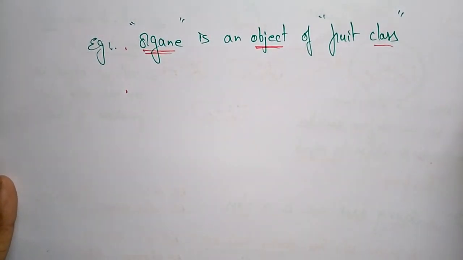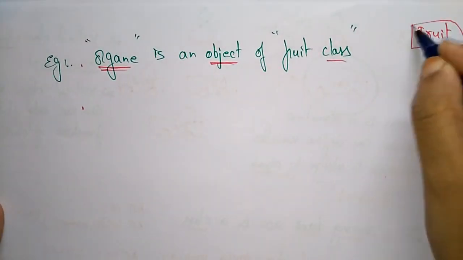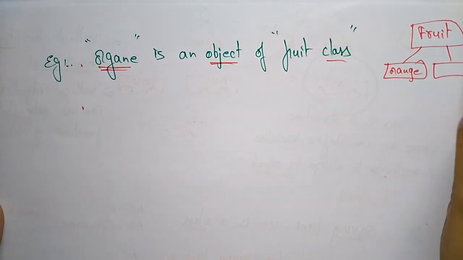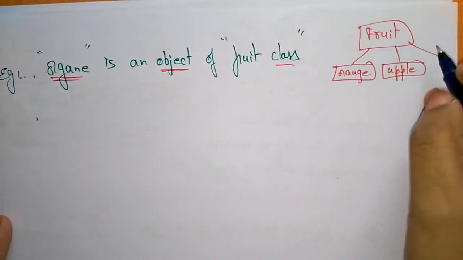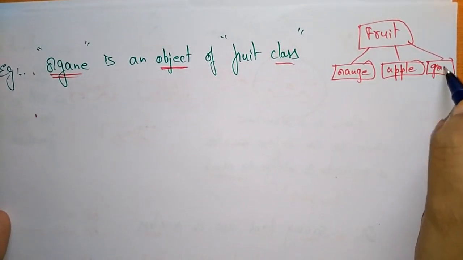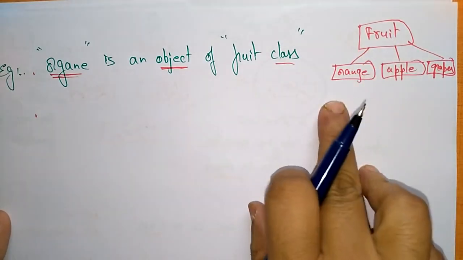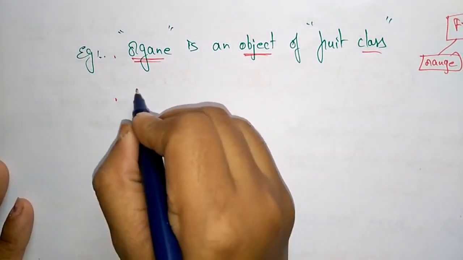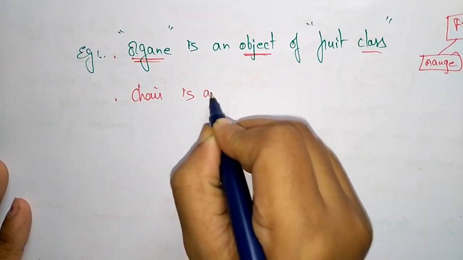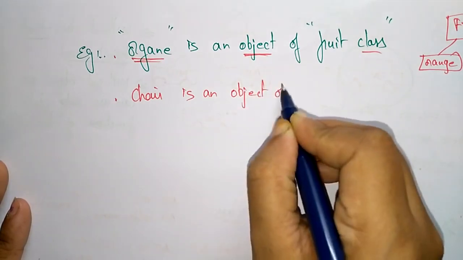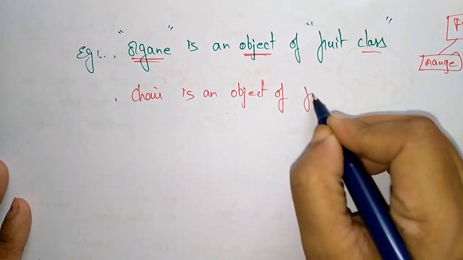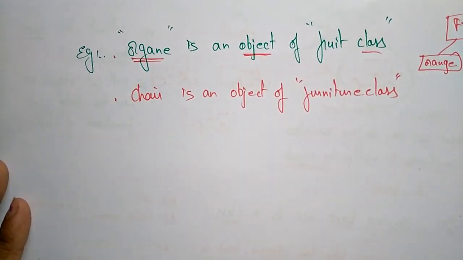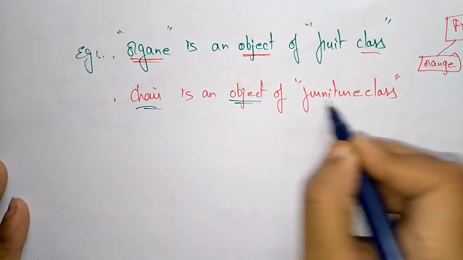So fruit is a class name. This fruit may have objects like orange, apple, grapes. So fruit is a class, whereas orange, apple, grapes are the objects. And another example, chair. Chair is an object of a class, can you guess it? Of furniture class. Okay, so chair is an object of furniture class.